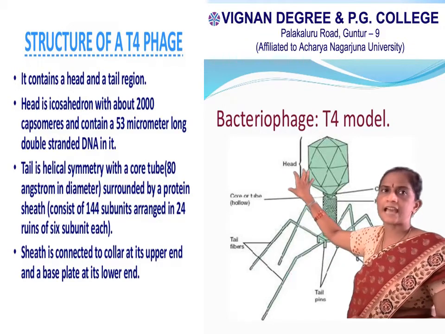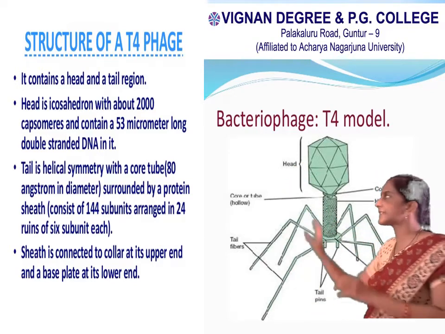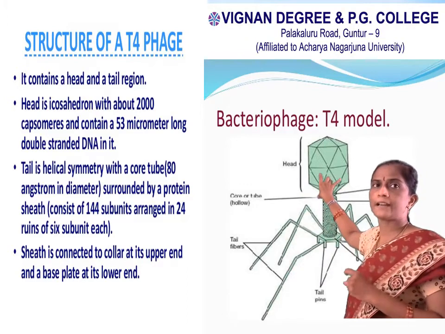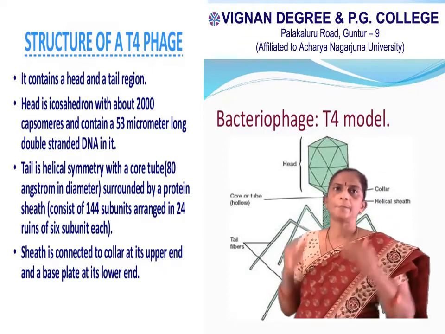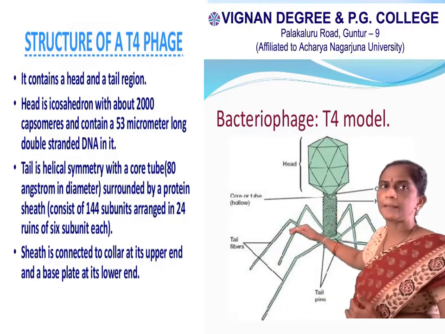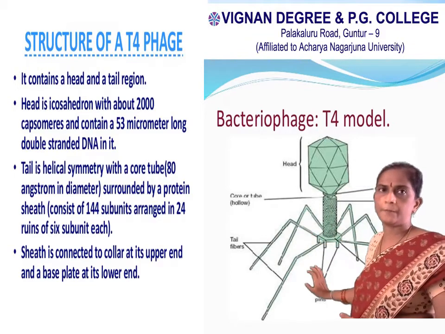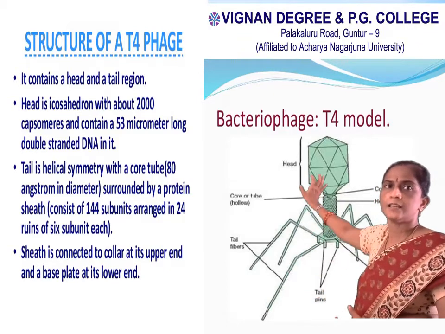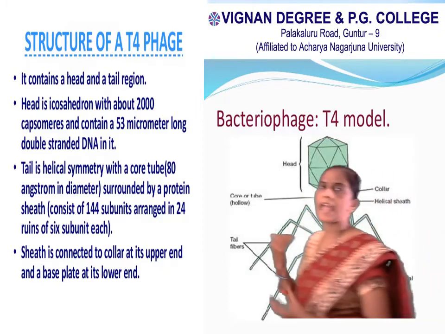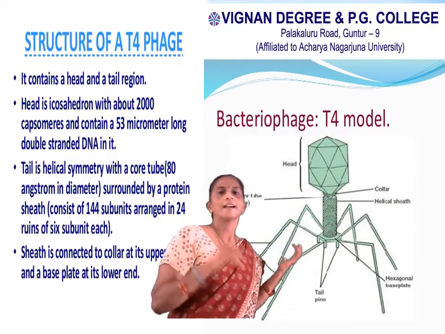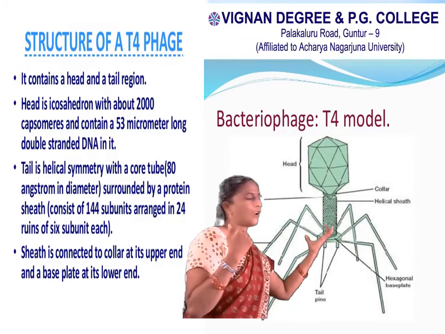This protein sheath is arranged in 24 units of 6 subunits. The sheath is connected to the collar at its upper part, and the base plate is at the lower end. The base plate is hexagonal with a single tail spike at each corner. A thin tail filament is present. The head is prism-like hexagonal, 950 by 650 angstrom in diameter. The tail is 950 angstrom in length, joined to the head by the neck and a collar.